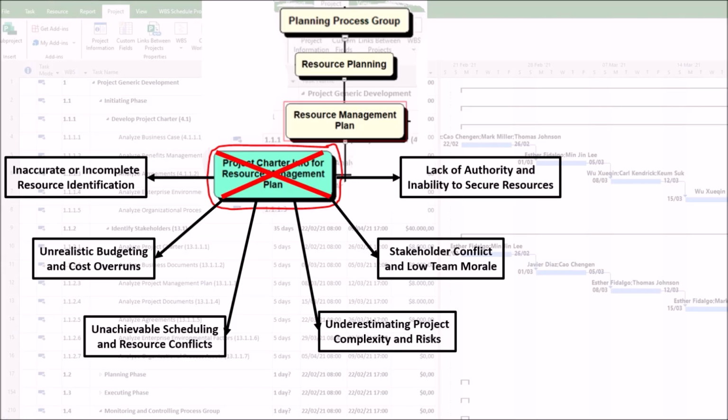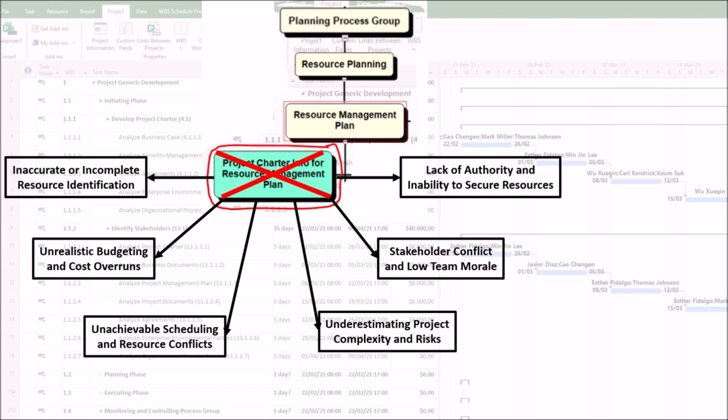6. Lack of authority and inability to secure resources. The harm here is that, because the charter grants the project manager their authority, a poor analysis fails to understand the limits of this authority, leading to an unenforceable resource plan. For example, the charter is vague on the project manager's authority to select team members.